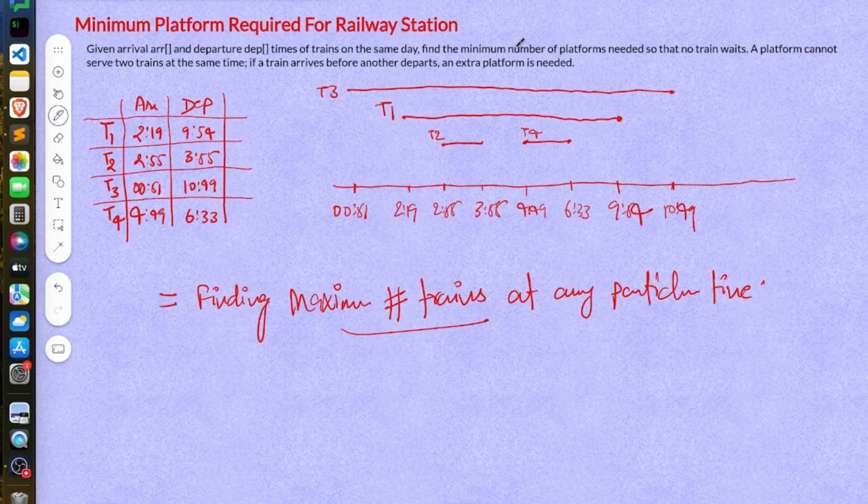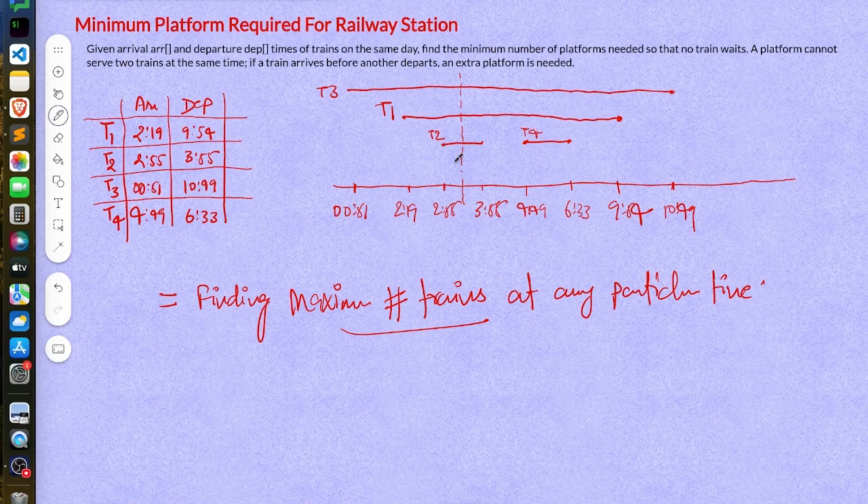Like we know that we have to find out the minimum number of platforms so that no trains wait, right? If no trains wait, what it means, let's consider this timeline for example. In this timeline, how many trains are you having? You are having T3, T1 and T2, and all three have to stay on a platform. And we know that a platform cannot serve two trains at the same time. It means that for these three trains you must have at least three platforms.